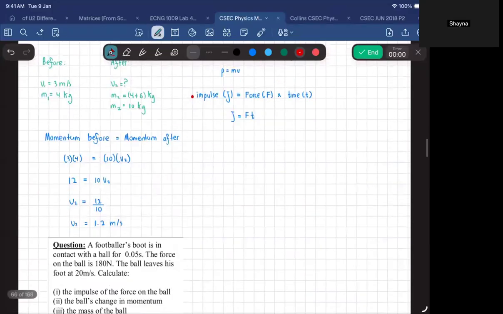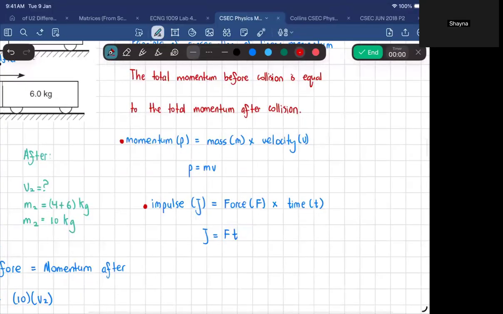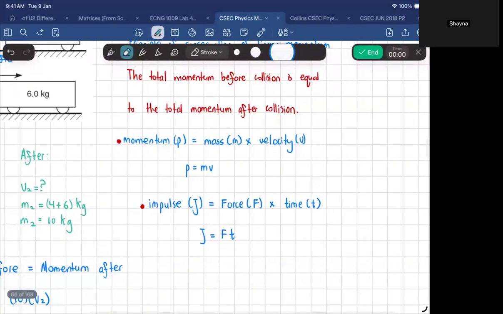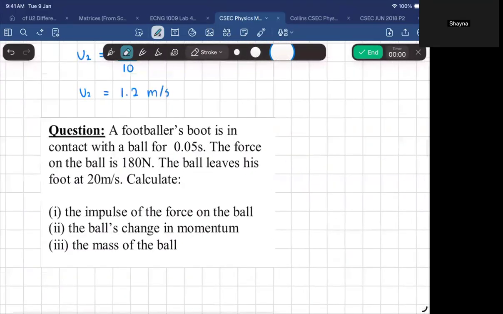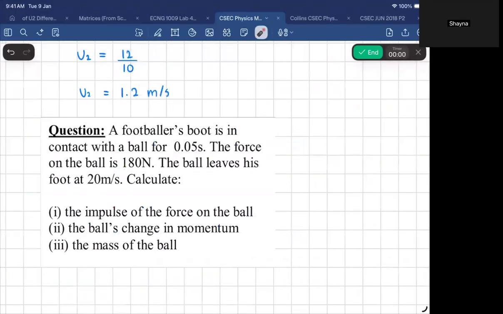Cool. Right, so let me just verify that. So J is impulse. For the second part, impulse is the change in momentum. So one and two will be the answer. Say that again? One and two. Isn't impulse the change in momentum? So one and two will be the same answer for this question. Yeah, it's supposed to be the same answer.